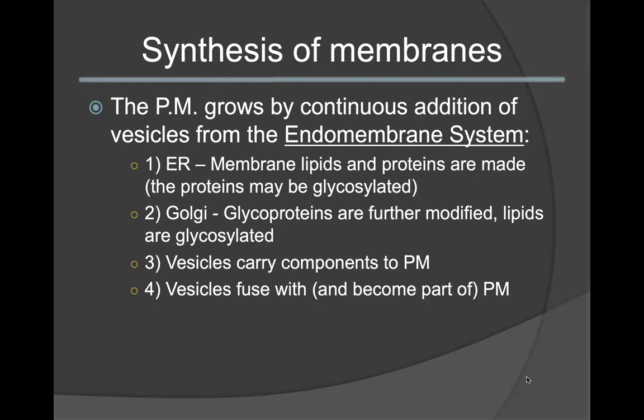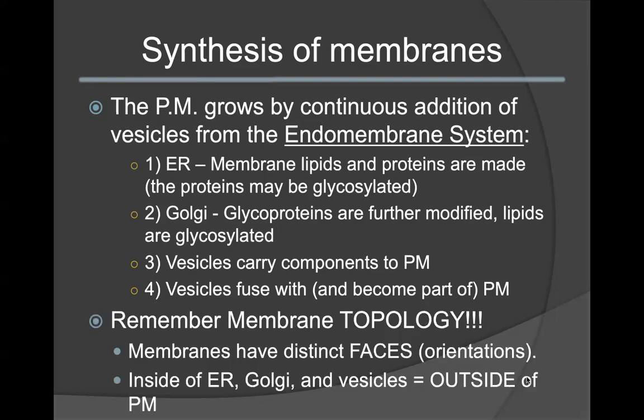Remember that in the ER, this is where most of the lipids and proteins are going to be made. These are going to be transported to the Golgi, where any of these glycoproteins that are on the cell are going to be modified. Any lipids that are present in the plasma membrane are also going to be glycosylated in the Golgi. All of this material is going to be carried in a vesicle and then delivered to the plasma membrane. As this vesicle fuses to the plasma membrane, it will then become part of the plasma membrane itself.